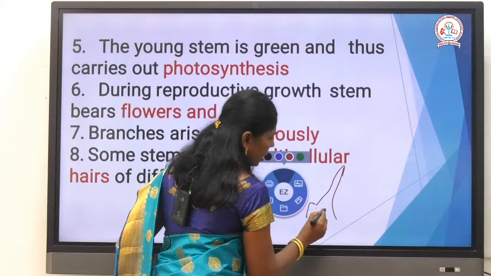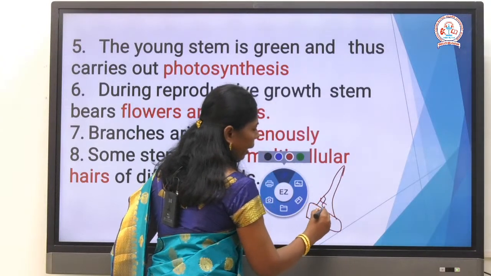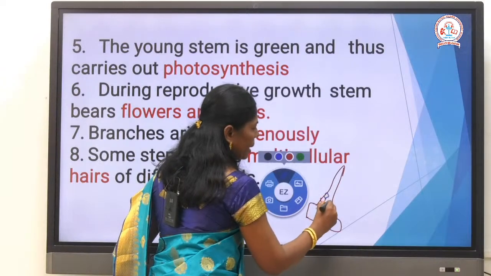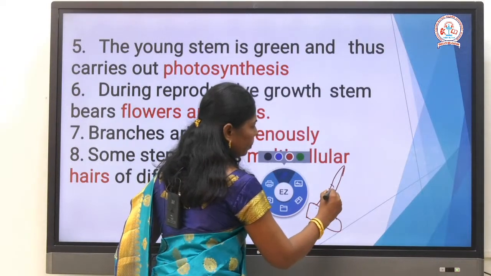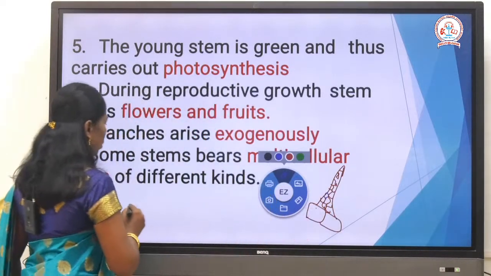So this is a dermal region. In the dermal region we can see the hairs. The hairs are multicellular in structure. Okay, it has more cells. So what about in the unicellular?